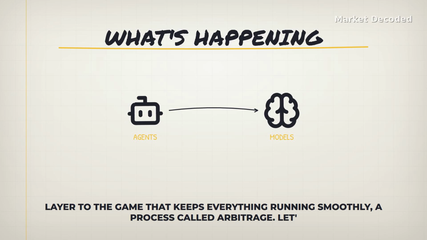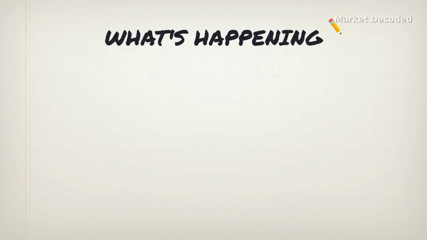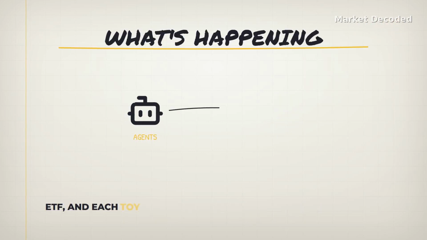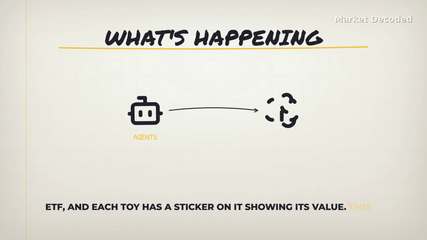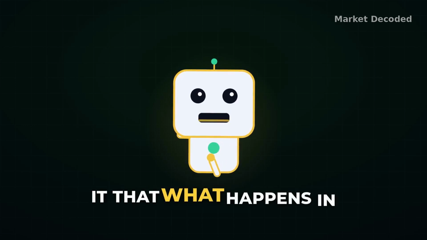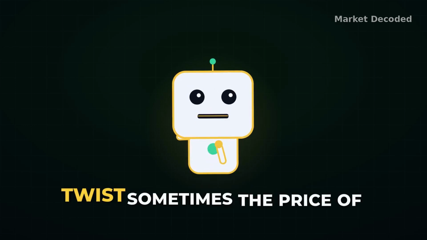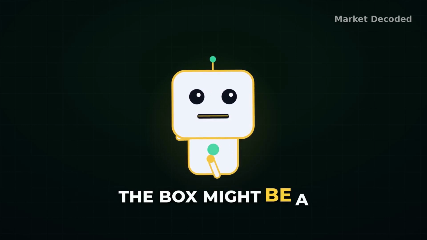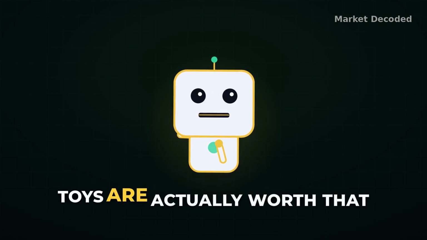Imagine you have a box of toys, that's our ETF, and each toy has a sticker on it showing its value. This is like the net asset value, or NAV. Now, let's say someone comes along and wants to buy that box from you and give you money for it. That's what happens in the market. But here's the twist. Sometimes the price of the box might be a little higher than what the toys are actually worth.